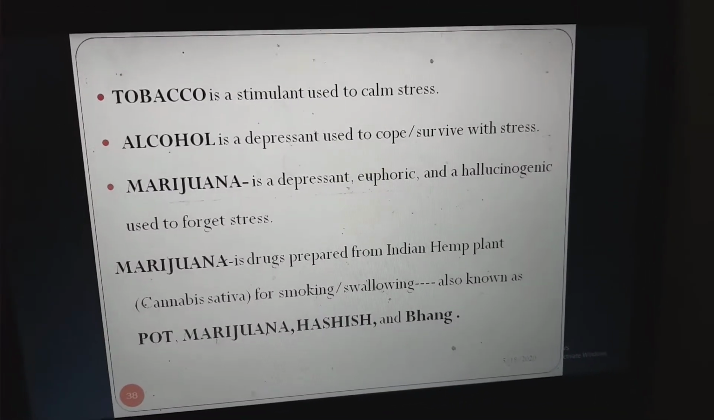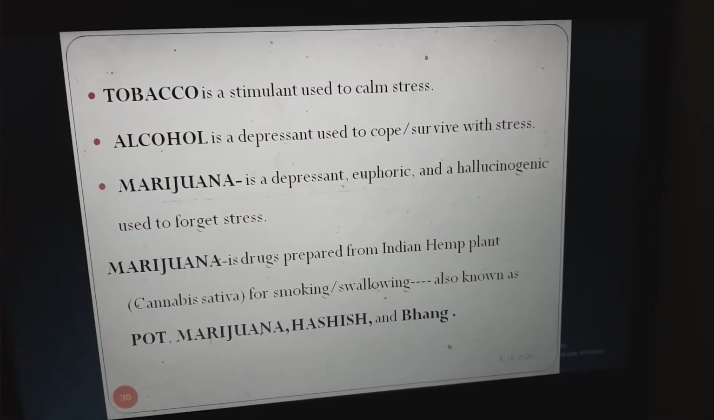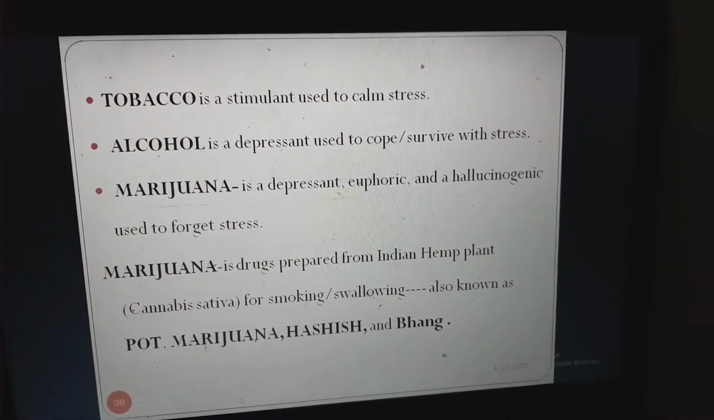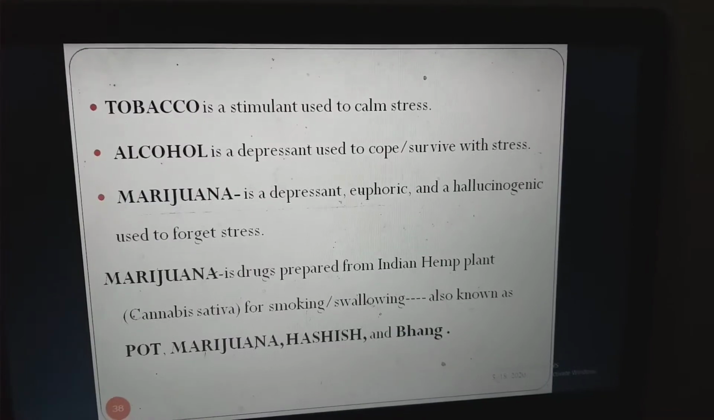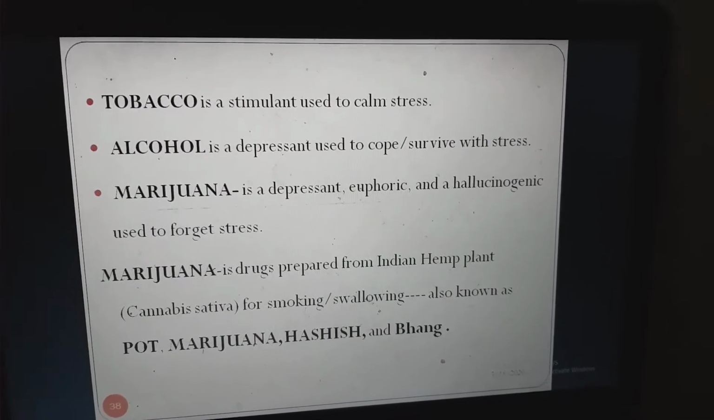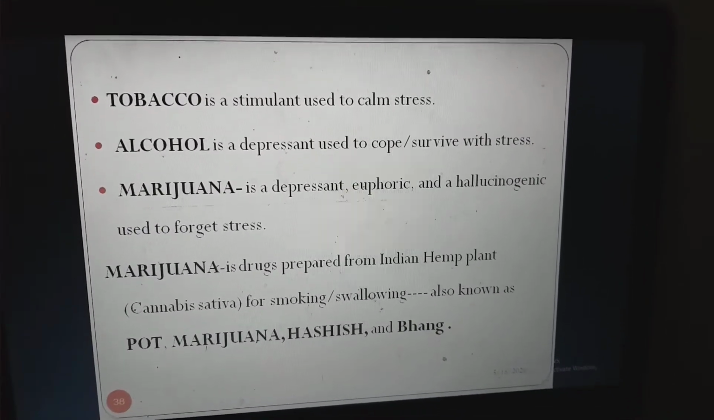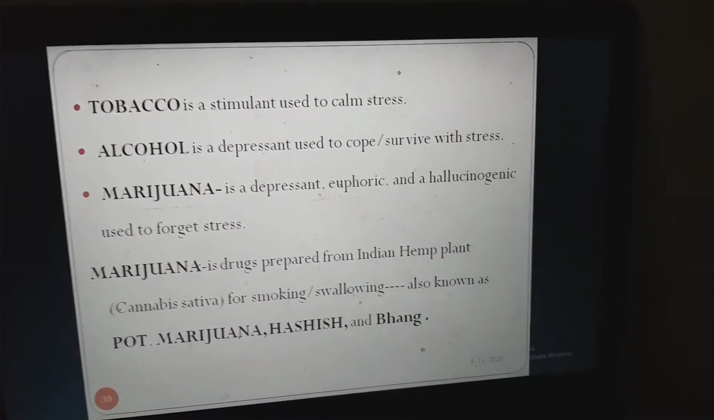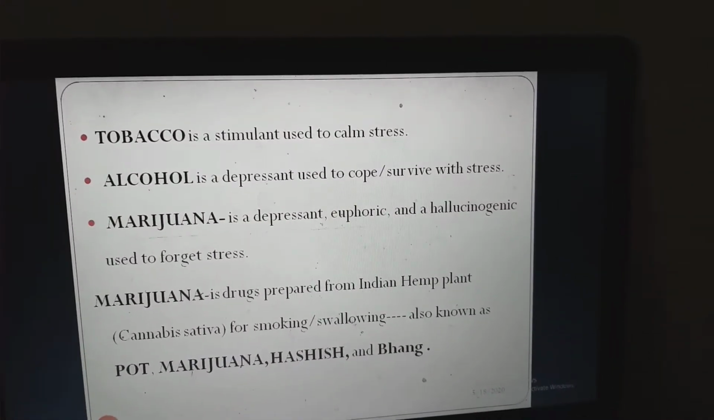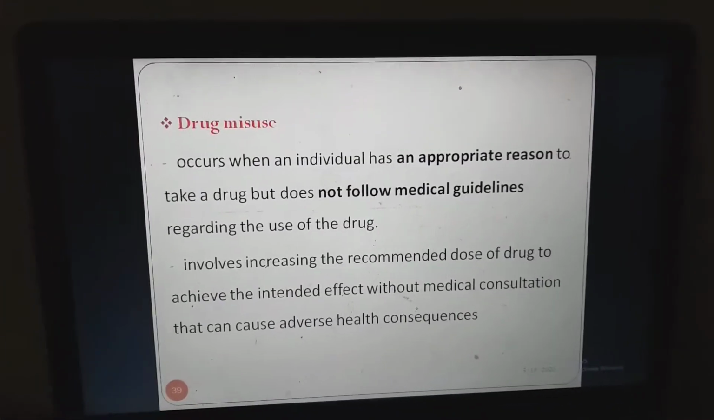Therefore, don't forget these 3: tobacco, alcohol, and marijuana. Which one is a depressant? Alcohol. Which one is a stimulant? Tobacco. Which one is used to forget stress? Marijuana. So these are the major 3 commonly used worldwide.